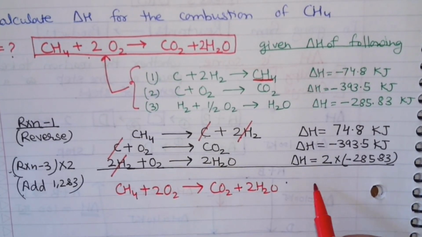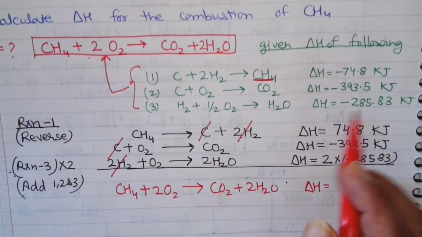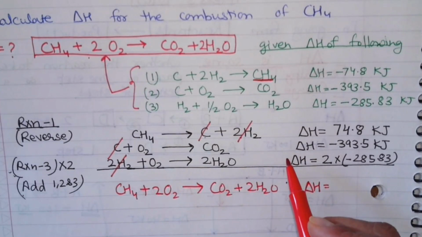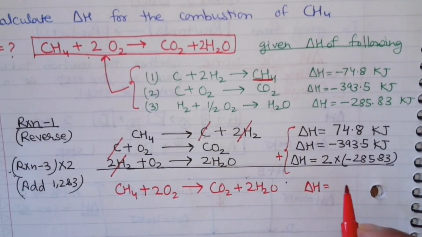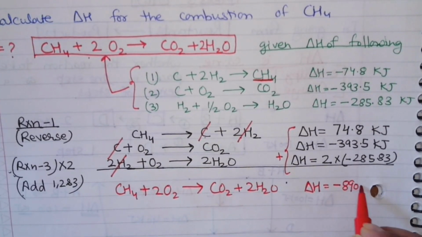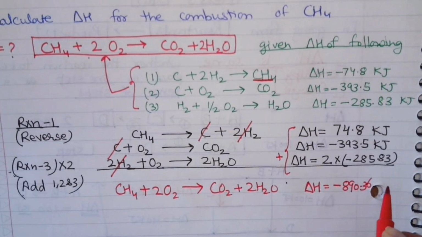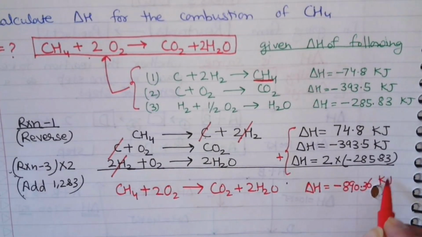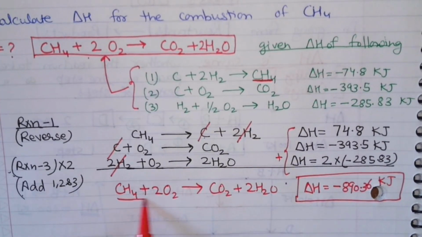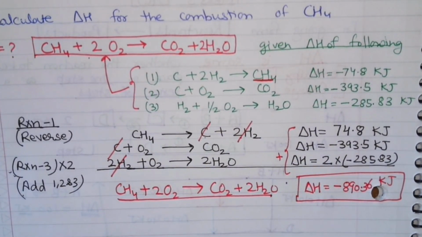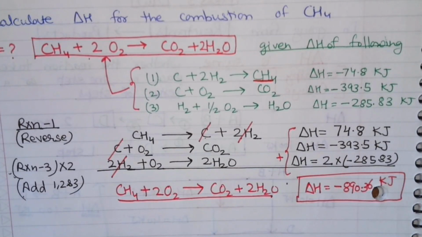Now add all the delta H values as well. If you add all of them, what do you get? I got negative 890.36 kilojoules. So this is the delta H value of the given reaction. Let's do another example.